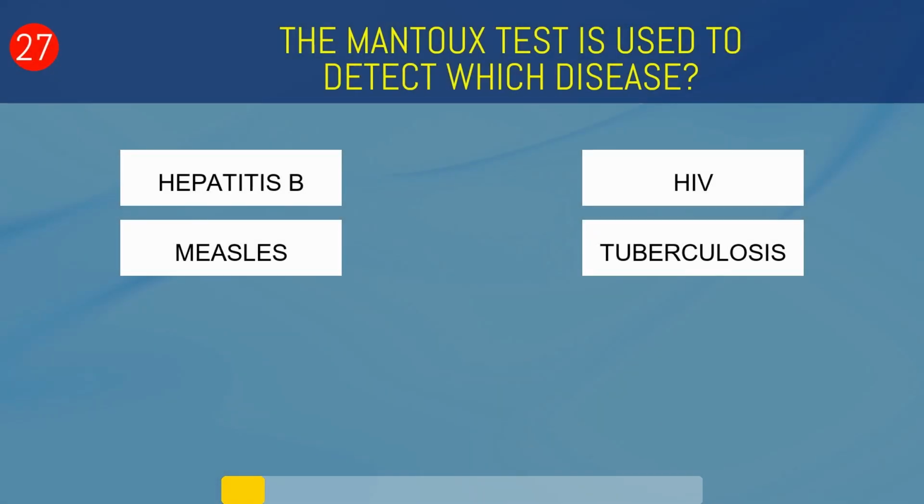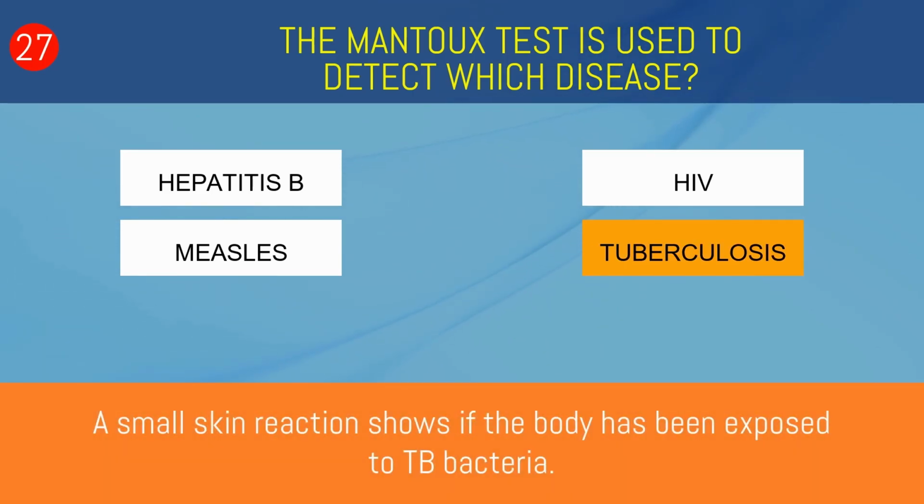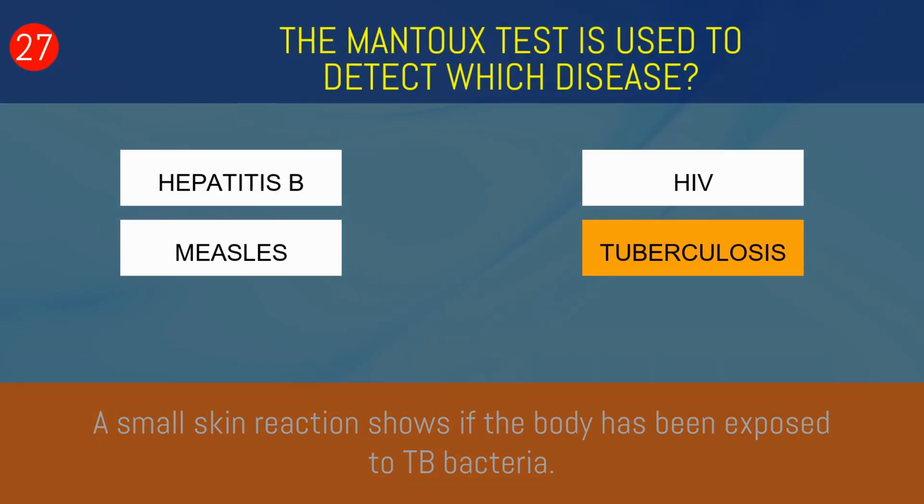The Montague test is used to detect which disease? Hepatitis B, measles, HIV, or tuberculosis? Tuberculosis. A small skin reaction shows if the body has been exposed to TB bacteria.